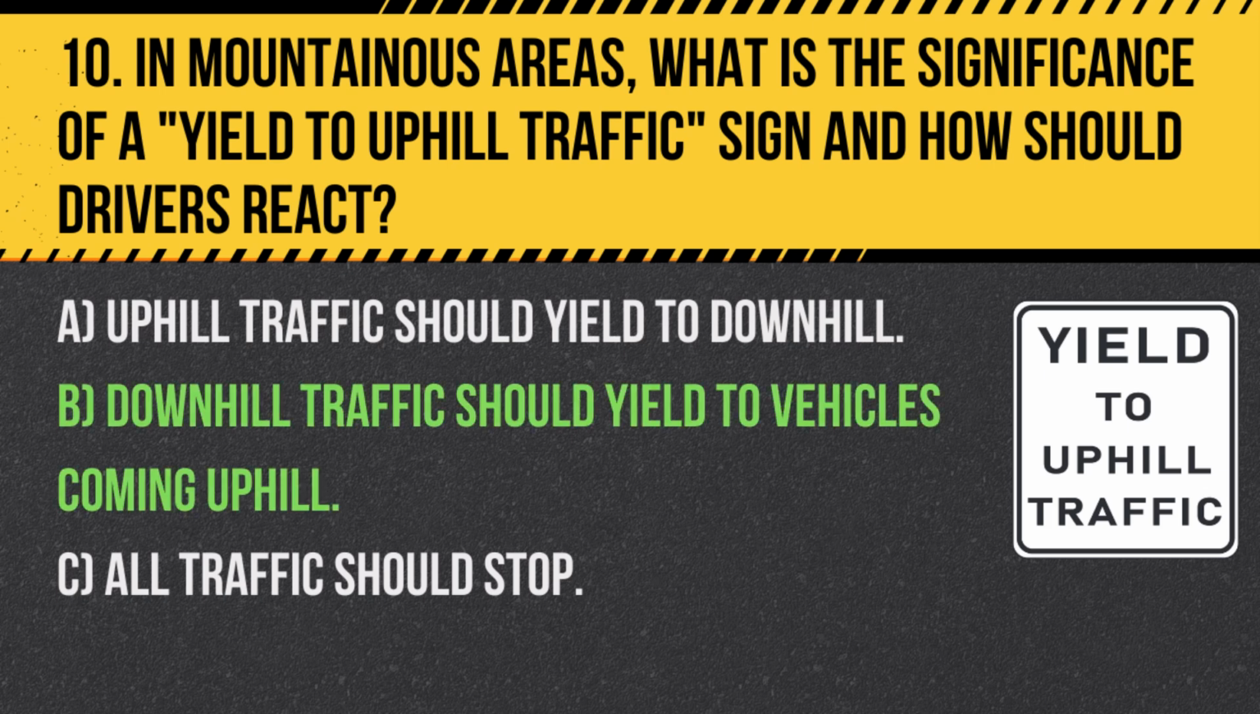Answer: B. Downhill traffic should yield to vehicles coming uphill. This rule helps manage right-of-way where visibility or road conditions make it necessary.